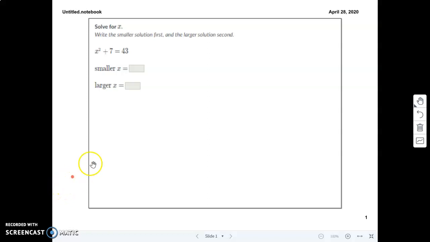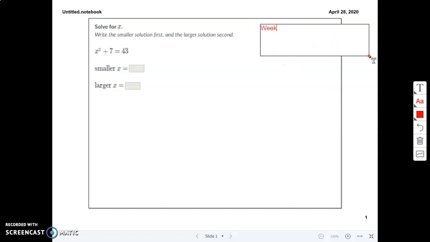Good morning, good afternoon. So this is an assignment that you guys have for week 4. I think it's actually the last activity you guys have to do, and it's solving a quadratic using square roots. That's what we're doing here.